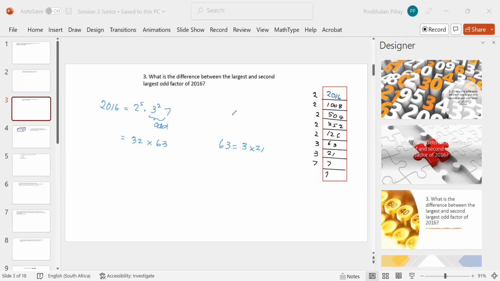Problem number 3 states, what is the difference between the largest and the second largest odd factor? So you're looking for odd factors, you want the largest odd factor, and you also want the second largest odd factor, right? So of 2016.